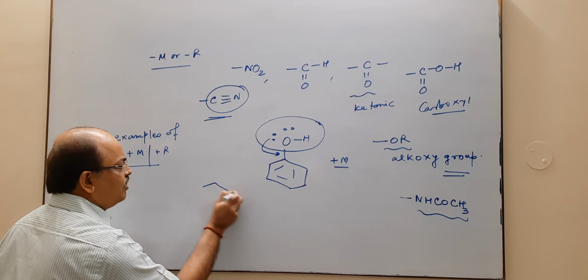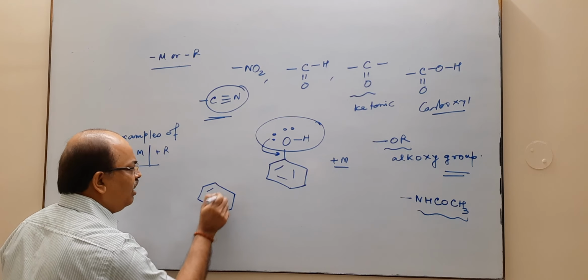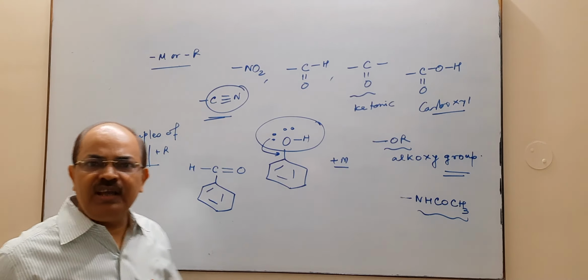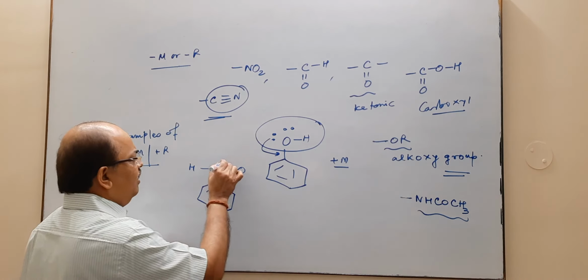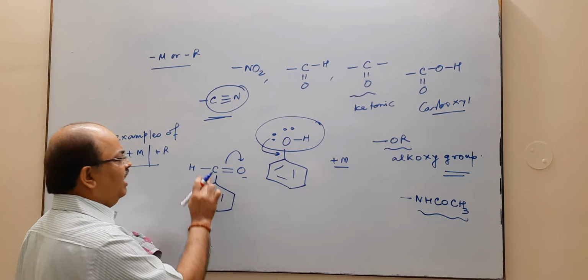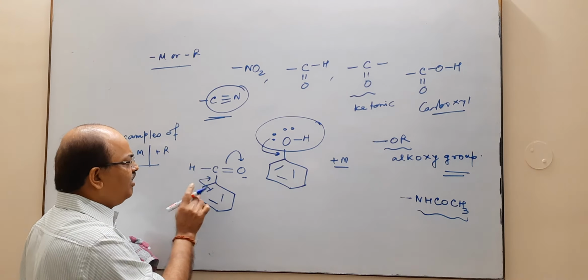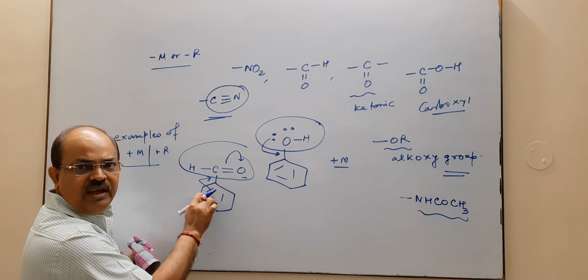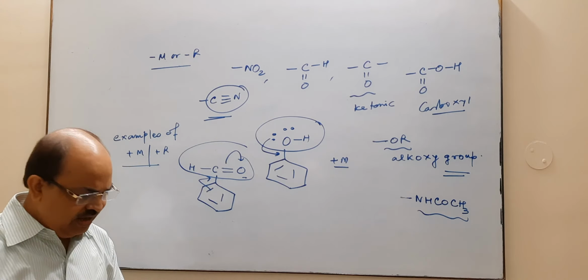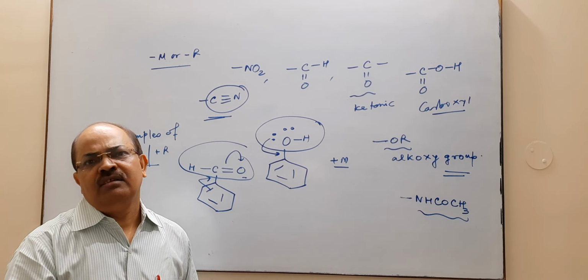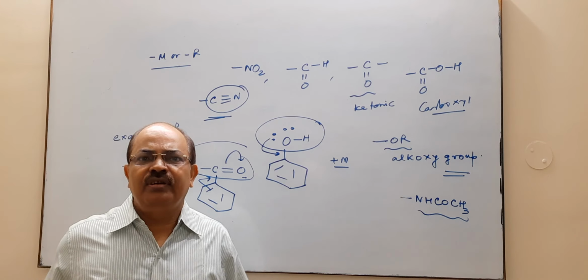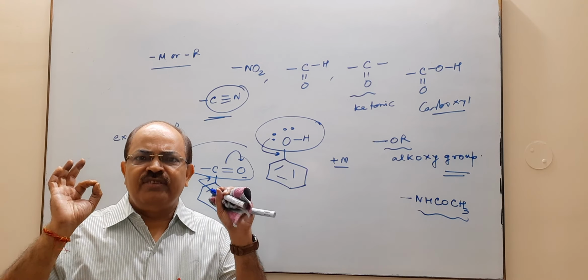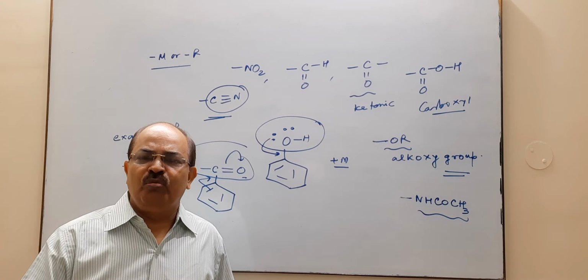But if somebody asks you, suppose we have benzaldehyde, then what will happen? This oxygen is more electronegative than carbon. So what will happen? This group will withdraw the electron pair. It will withdraw the pi electrons. So I hope that is everything about your resonance structure and mesomeric effect.